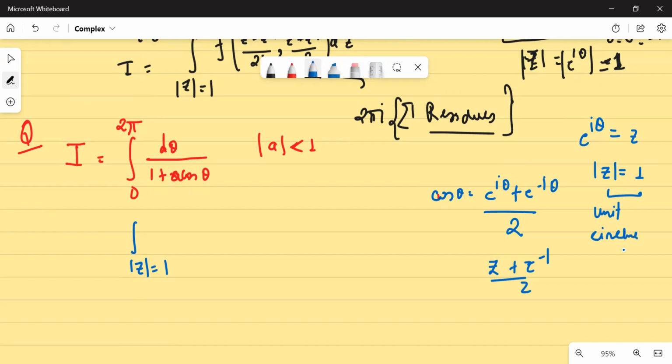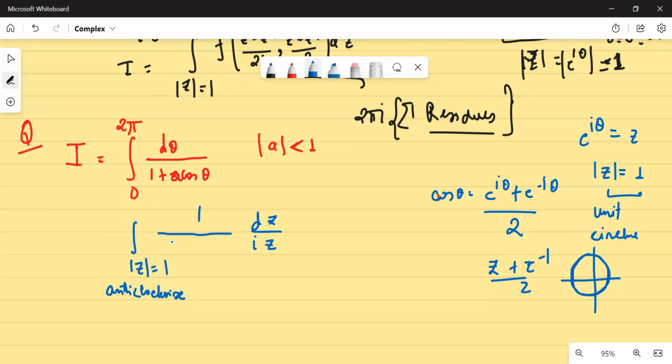First thing is this. Second thing is that if you are saying my theta is going from 0 to 2 pi, so basically you are doing an anti-clockwise rotation about a unit circle. So basically this is equivalent to moving anti-clockwise over the circle mod z equal to 1. And this thing I already told you, that d theta would become dz upon iota z. So this is a standard thing that you can do.